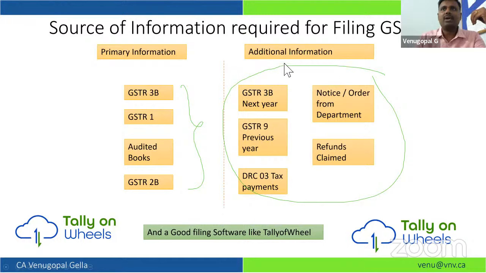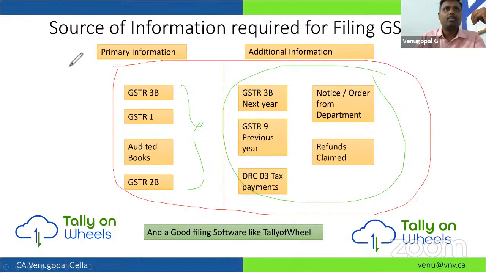So you need to have all this information before you take an action of filing of GSTR 9. Both the primary information and additional information is required. You've got to have this. So you got to have the understanding of the form. You need to have all the information readily available.